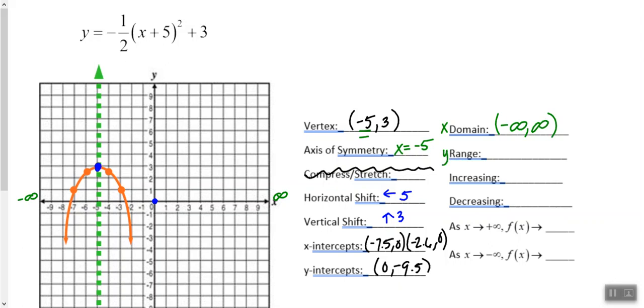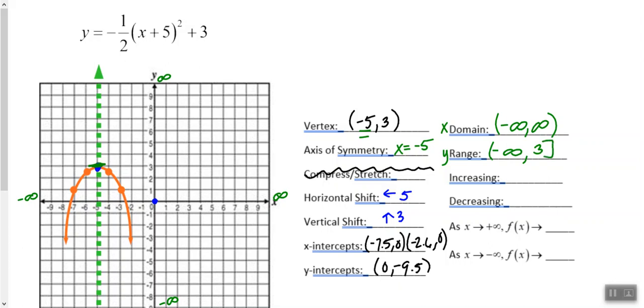Range are my y values. So how far up and down. -infinity is down, +infinity is up. We always talk about how far down first. So my arrows are pointing down. So this means we're going to go to -infinity, and the farthest up this goes to is my vertex, and the y value of my vertex is 3. So we get a parenthesis, and then 3 gets a bracket.